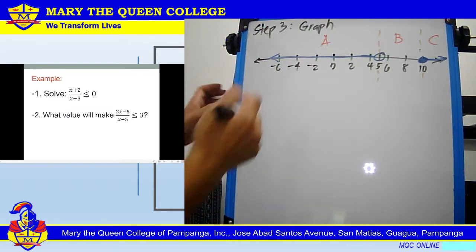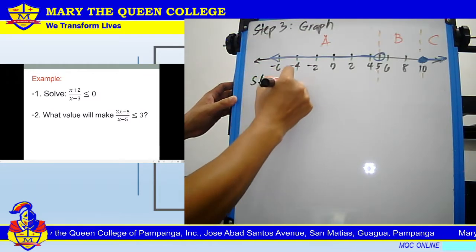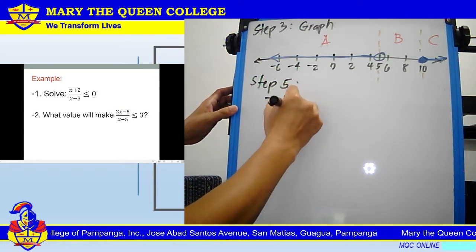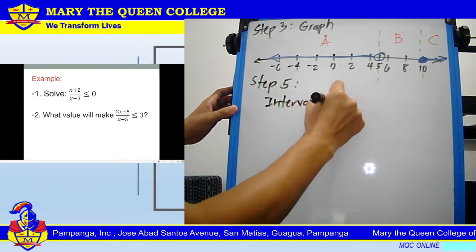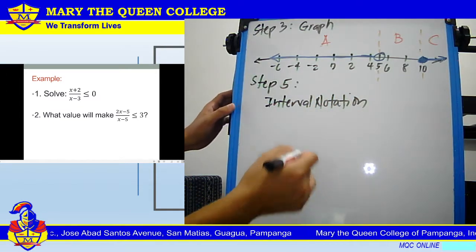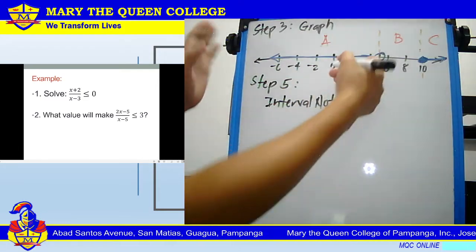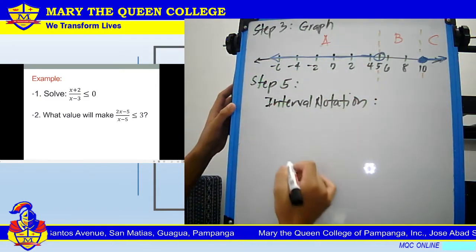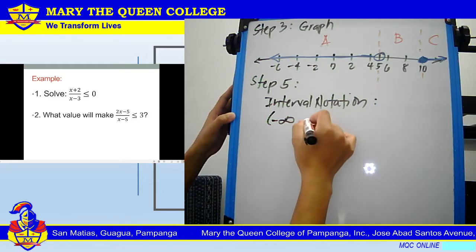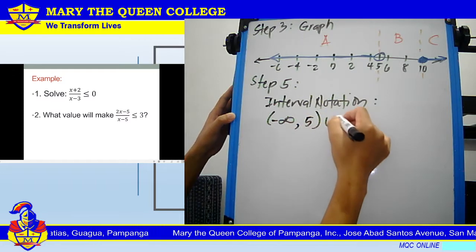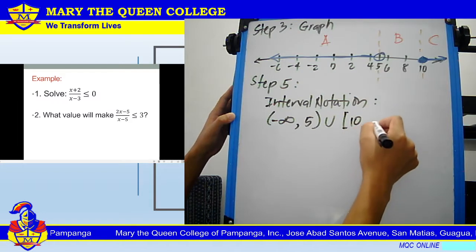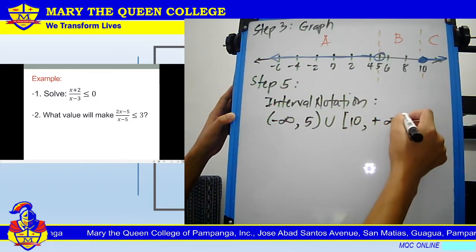wherein we may put the interval. So for step number 5, what is our interval notation now? So looking at our graph given here, for our interval notation, we have negative infinity up to 5, union with 10 to positive infinity.